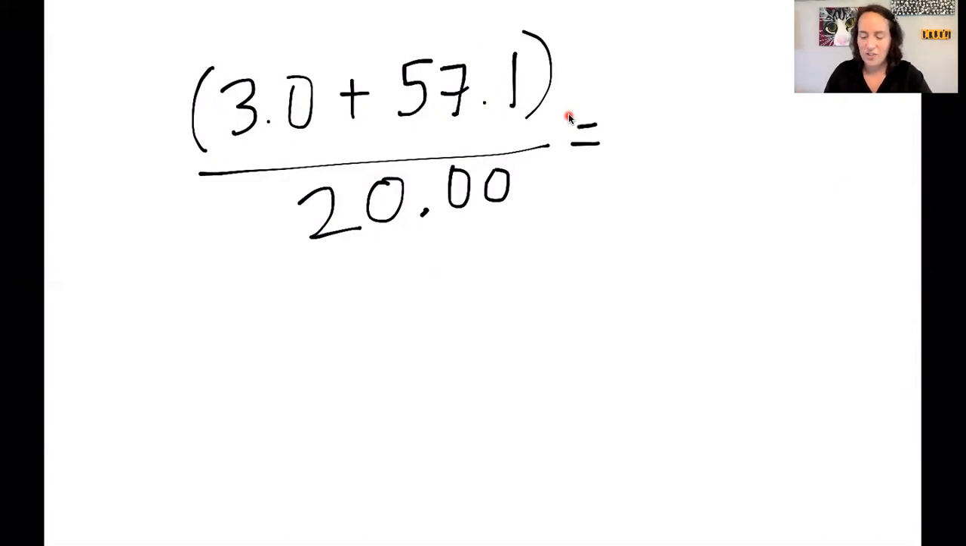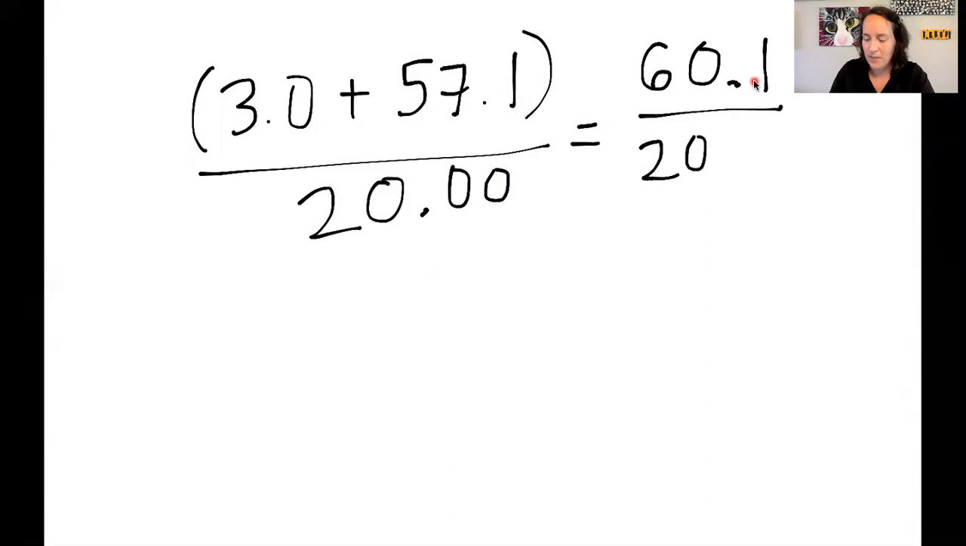So, and I have to do my parentheses first according to order of operations. So this essentially would be 60.1, right? Because 57 plus 3, 7 plus 3 is 10, and so on and so forth. So 60.1, but as far as the digits go, I only need 1 decimal place here, and I need to now divide that by 20.00. So now I'm doing a division problem. So now I have to remember what the rule for significant figures was for multiplication division. And for division, it is least number of significant figures.